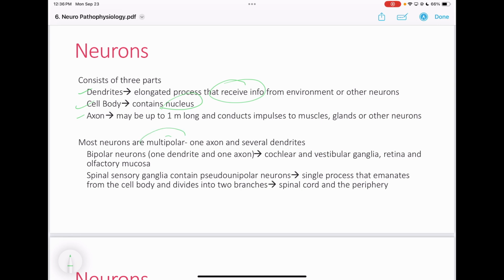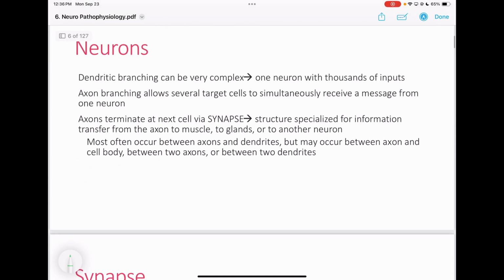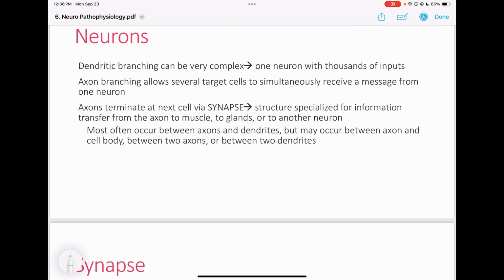Most of our neurons are going to be multipolar. So they receive many types of input from many different neurons, and they all converge into one, and that sends the signal out. And we have obviously bipolar. Retina is an example of those bipolar neurons, and we have special sensory ganglia as well, and that spinal cord and periphery. So we have a lot of branching going on. So one neuron with thousands of inputs to send that information going towards the brain.